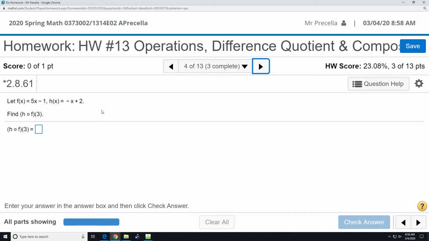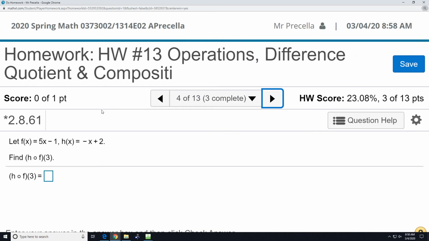And h of x, is that a negative in front of that x? Plus 2. It's just so bizarre, and I think I told Pearson this. The one problem that should have more than one part, they have one part to it. It says find h of f of 3.